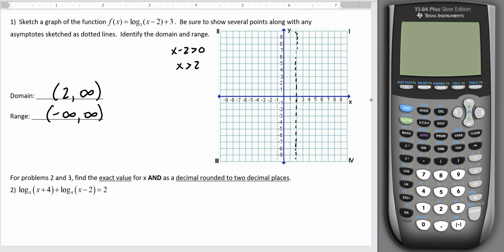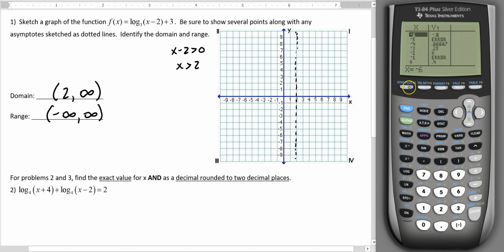Now from here, let's go ahead and graph this function on our graphing calculator. So let's go to y equals. Typing this in, if you have MathPrint, you can totally just do this normally: log base 3 of (x minus 2), and then plus 3. If you do not have MathPrint, you're going to need to take a different approach here.